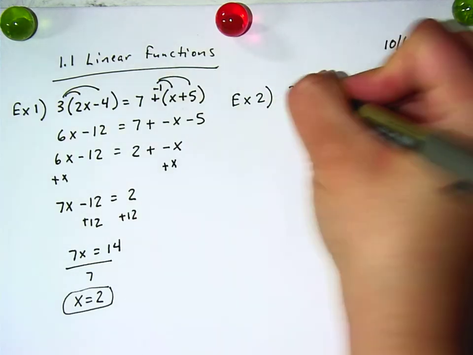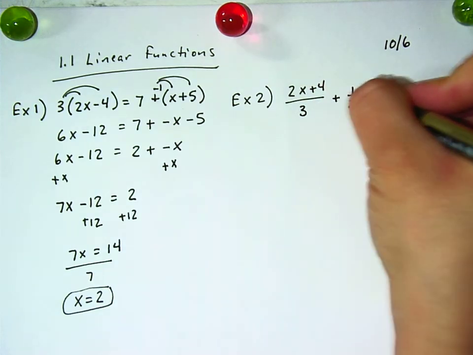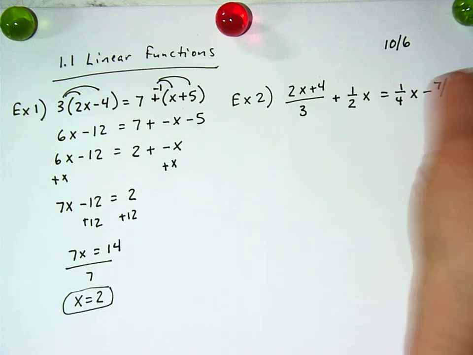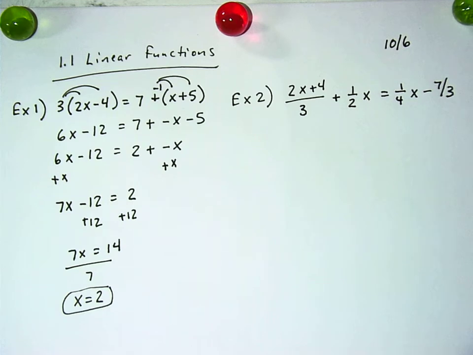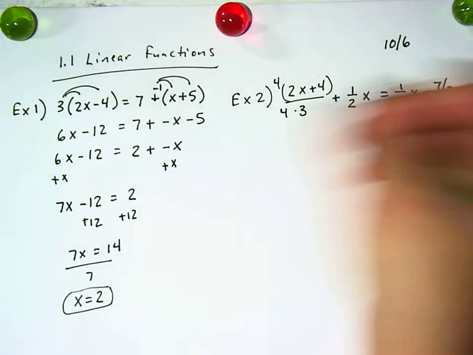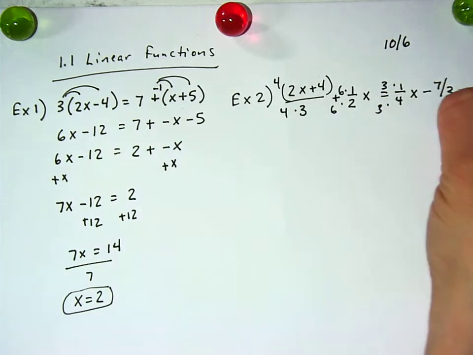All right, this one's going to be a little harder. Remember, to combine stuff, you're going to want to make a common denominator. So what's common between 3, 2, and 4? Let's see what they all go into. 12. So I'm going to multiply this first one by 4 to get to 12. Multiply this one by 6. This one by 3. And this one by 4.